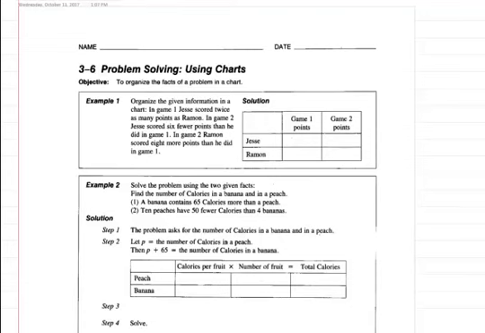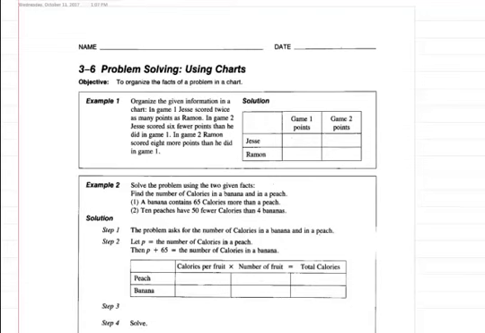So when you have lots of information, sometimes a chart makes it easier to identify what the information is and get it all ordered so that you can put things into an equation. So let's look at the first example. Organize the given information in a chart.